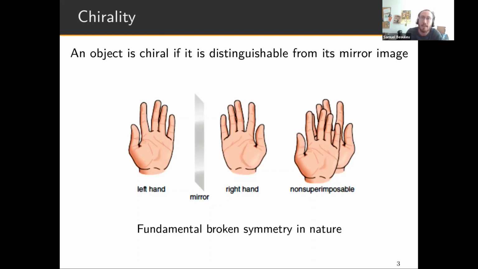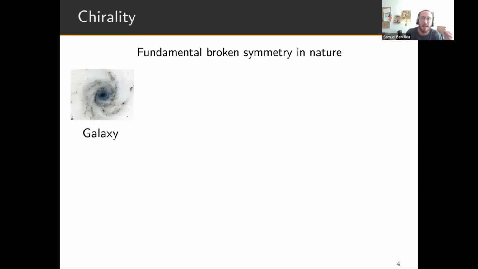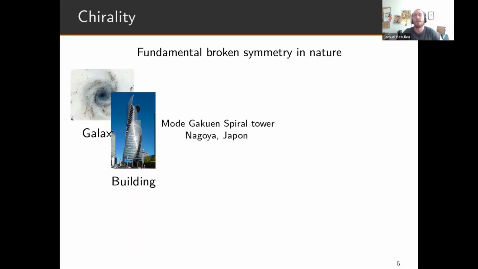And chirality is not just a property of our hand, but is really a fundamental broken symmetry property of nature. And it can emerge at any length scale. So incredibly huge astrophysical objects, for example galaxies, can be chiral due to their spiral-like shapes. And chirality can also be a broken symmetry of big man-made objects. For example, this so-called Mode Gakuen spiral tower, which is located in Nagoya, Japan, is also a chiral object.